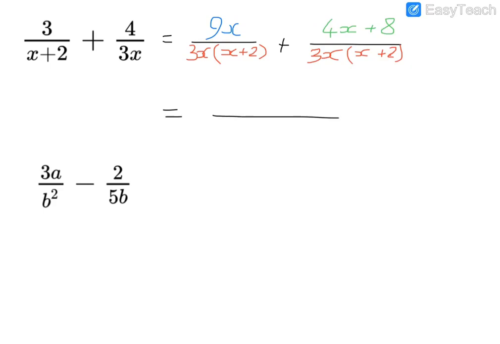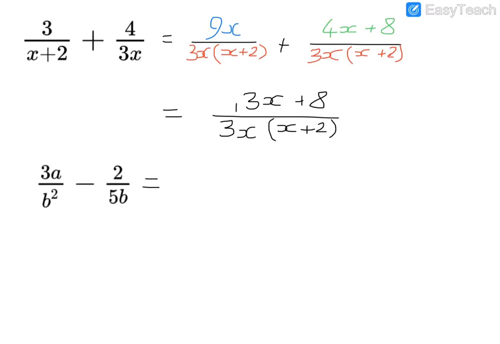The denominator stays the same again like it did before, so I've got 3x, x plus 2, and on the top I've got 9x plus 4x plus 8, so that's going to be a total of 13x plus 8. There we go. And the last example then, this one, be careful, is a subtraction.